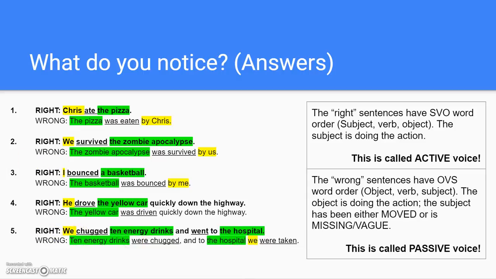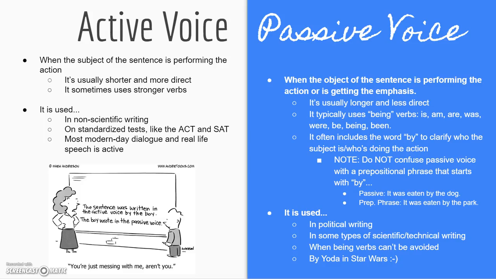All of these wrong sentences are passive. So let's clarify that pattern one more time. Active voice is when the subject of the sentence is performing the action. Active voice sentences are usually shorter and more direct. And active voice sometimes uses stronger verbs. So active voice is more likely to have a good action verb like jump, play, dance, sing, or something like that. Active voice is used in non-scientific writing.